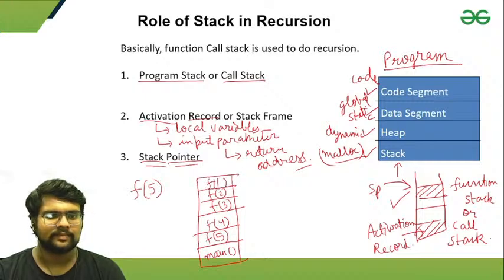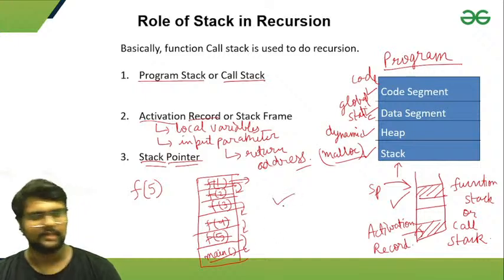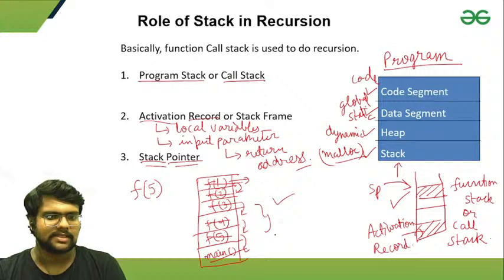Then when f of 1 gets the result, it will return to f of 2, then f of 1 will be popped, then f of 2 will be popped, then f of 3, f of 4, and f of 5 will be popped. All of these will return the result, and after this the main function will be popped. So our program gets over. In this way the function stack works.